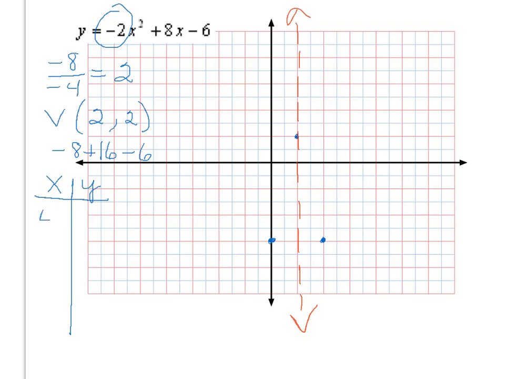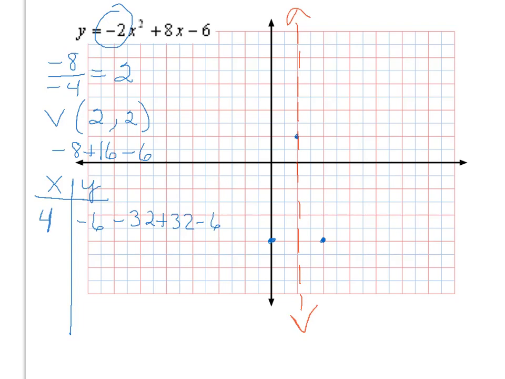So I'm going to plug in a 4 because I want to see if that's correct. So 4 squared is 16. -2 times 16 is -32. And then plus 8 times 4 is +32. All right, so now I have 0, and then I have -6. So yes, I verified that that point 4, -6 is correct.